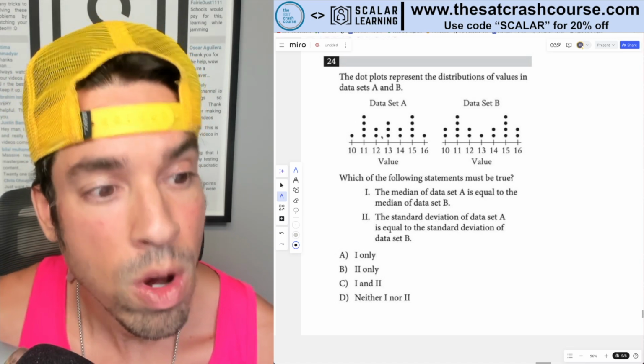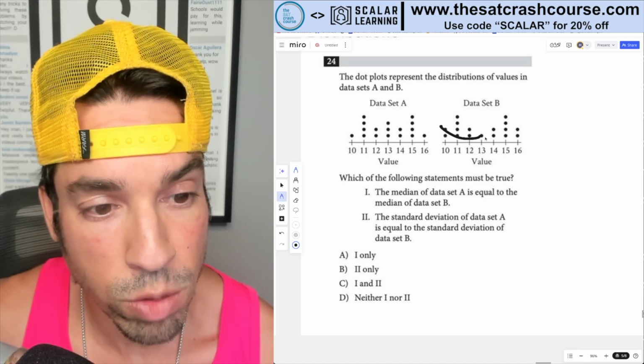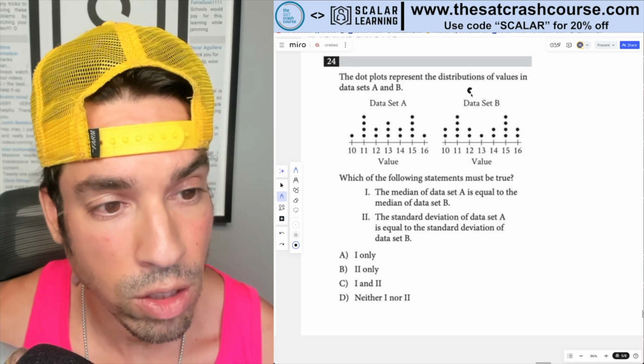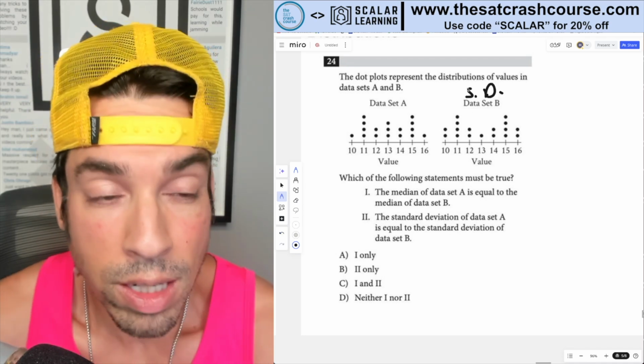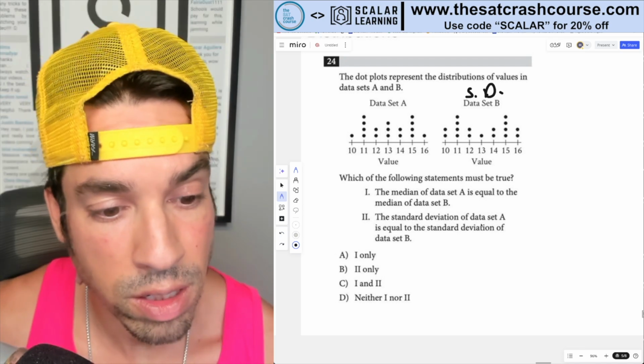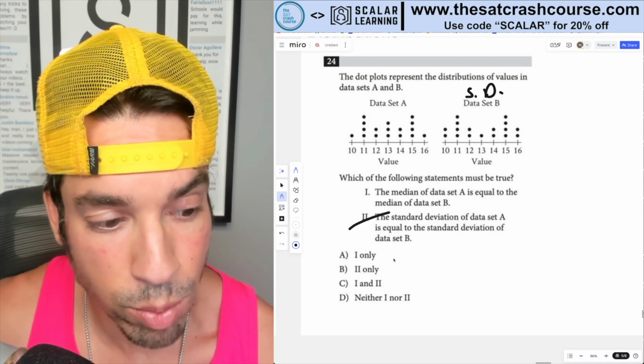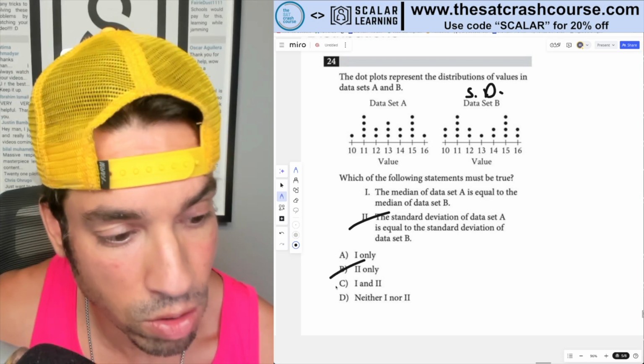standard deviation is. So when I look at this data, it looks pretty similar, but this one looks more spread out, right? So I would say the standard deviation of B, without even doing any calculations, is greater than A. So here it says the standard deviation of A is equal to the standard deviation of B. I disagree with that. I would say 2 is not true, which means this is out and this is out.